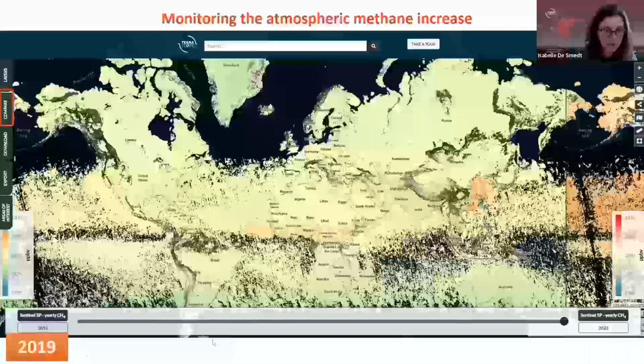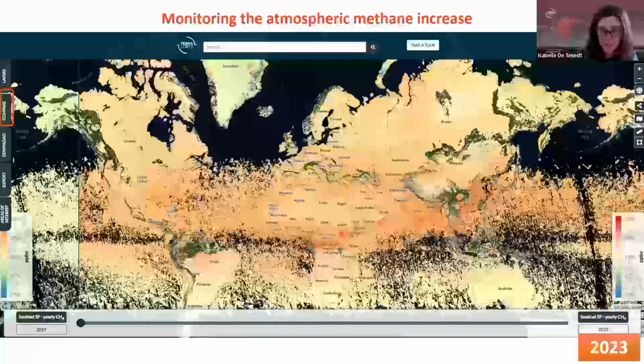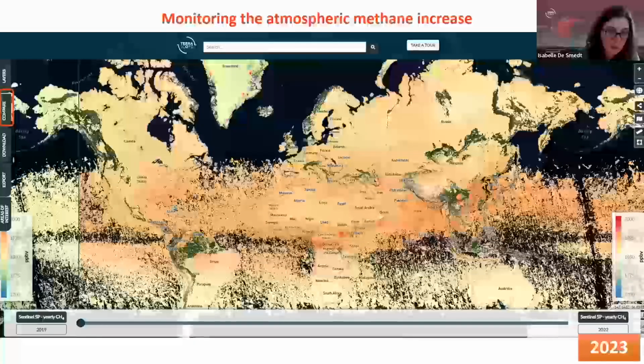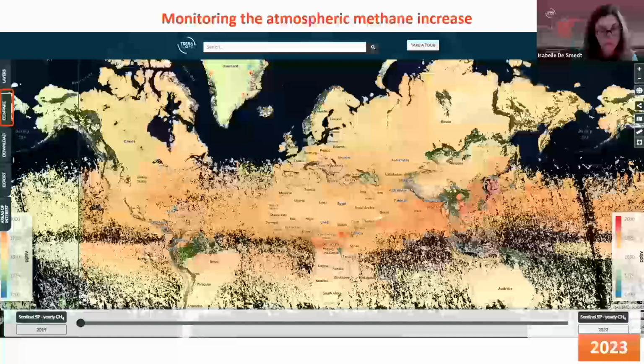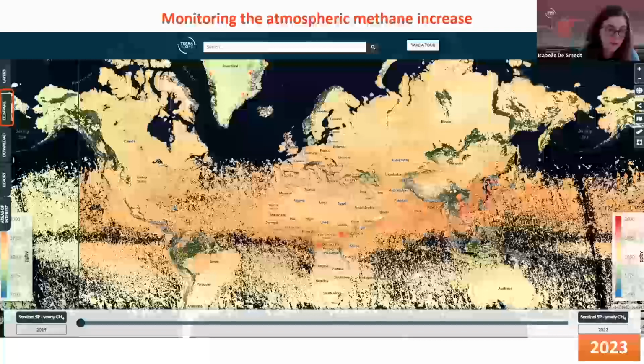So you can observe the increase between 19 and 23, and which is global because remember that the lifetime of methane is about 10 years, which is much longer than the air quality molecules. So that explains the global and constant increase of the methane concentration.